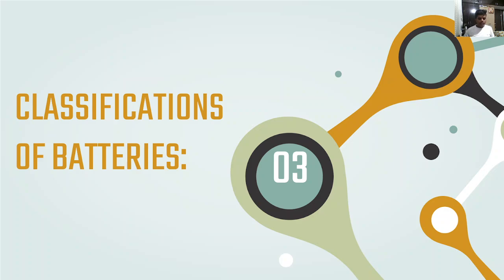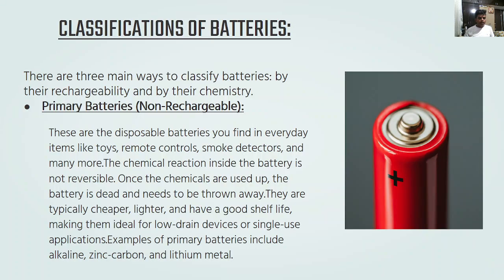Then let us see the classification of batteries. There are mainly three ways to classify batteries, by their rechargeability and their chemistry. At first, primary batteries, which are non-rechargeable. These are the disposable batteries you find in everyday items like toys, remote controls, smoke detectors, and many more things. The chemical reaction inside the battery is not reversible. Once the chemicals are used up, the battery is dead and needs to be thrown away.